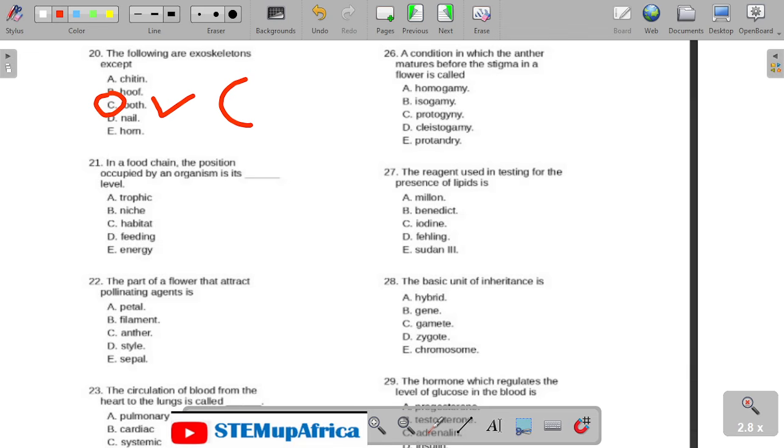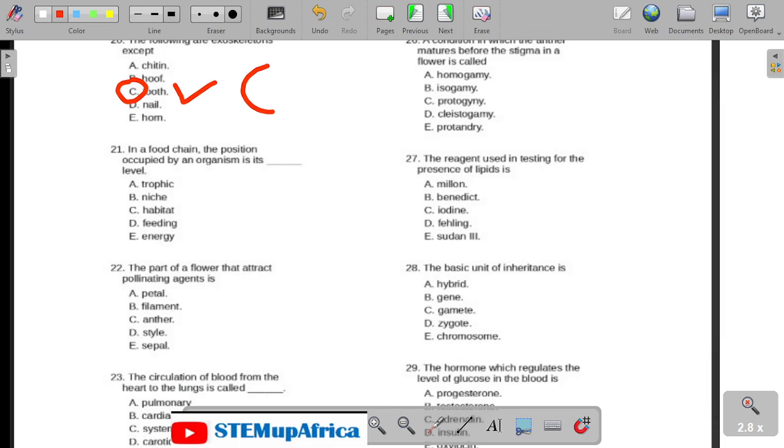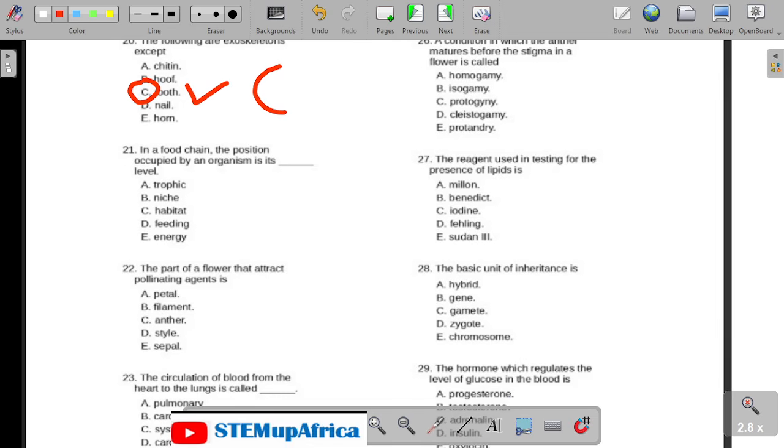Number 21 says in a food chain, the position occupied by organisms in each dash level is the trophic level. So what is the trophic level? It relates to feeding and nutrition. An organism's stage in the ecosystem is called the trophic level. Number 22, the parts of a flower that attract pollinating agents.